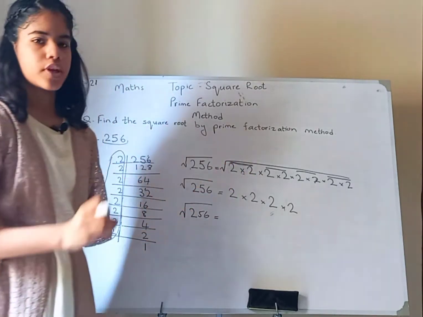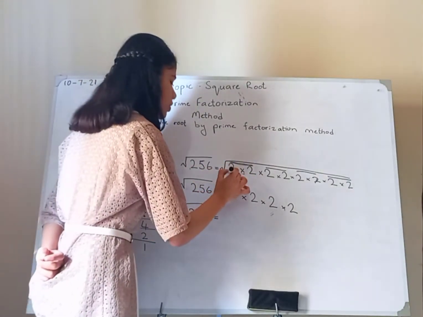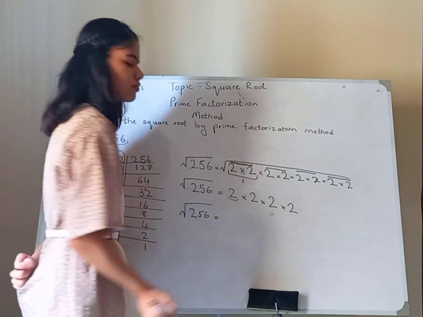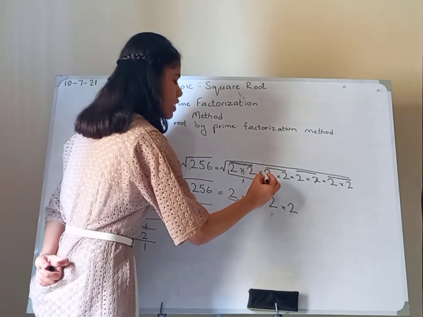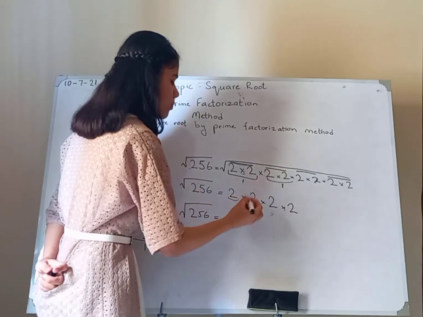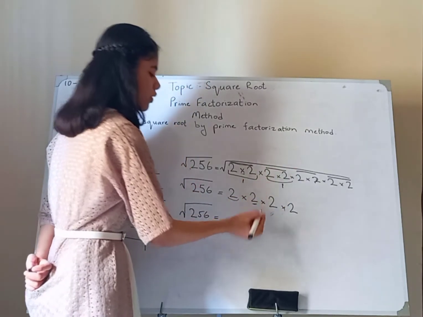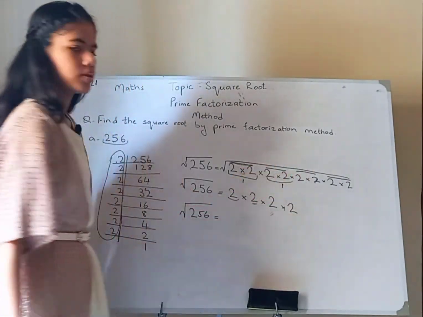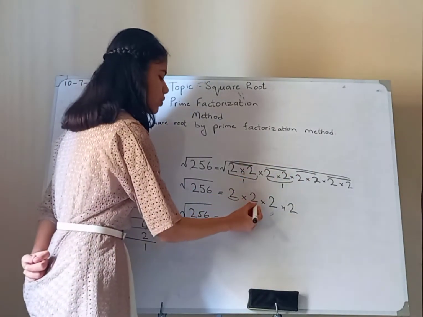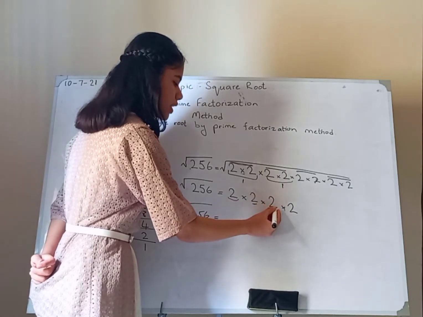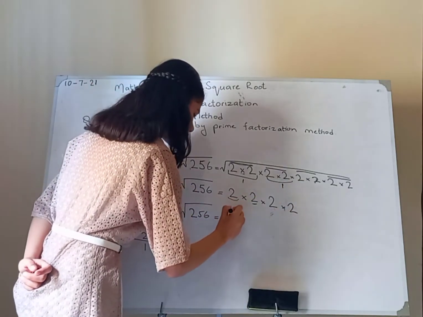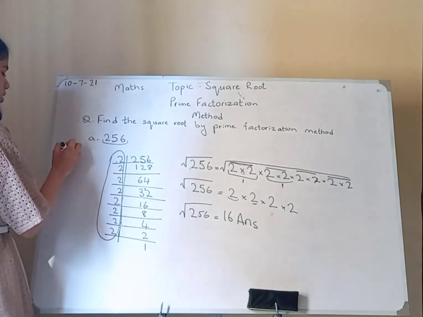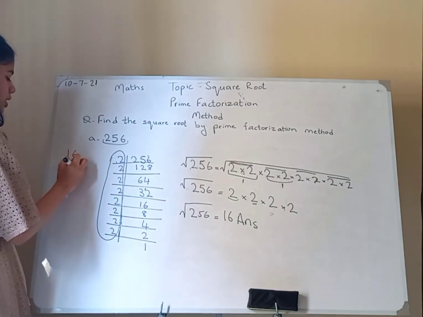After making the pairs, you have to write one number from each pair. One number, and you will write one number over here. Then this is one pair, one number from this pair, and write it over here. Then multiply them all. So 2 times 2 is 4, 4 times 2 is 8, 8 times 2 is 16. Answer. You can multiply 16 by its own table.